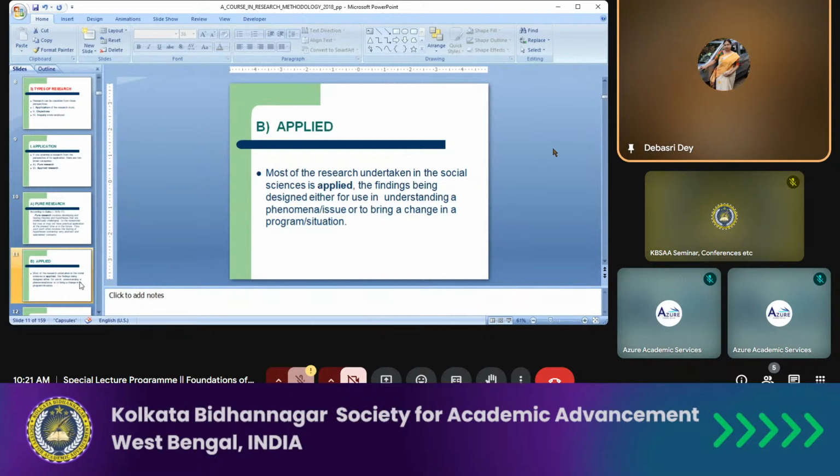But in applied research, which mostly the social sciences is, social scientists are working on this, the findings are designed either for use or for understanding of phenomena which can be changed during your course of action, during your program. So applied research is based on the applications which are mostly required nowadays. I can realize that without giving a proper example, these things cannot be clear properly.